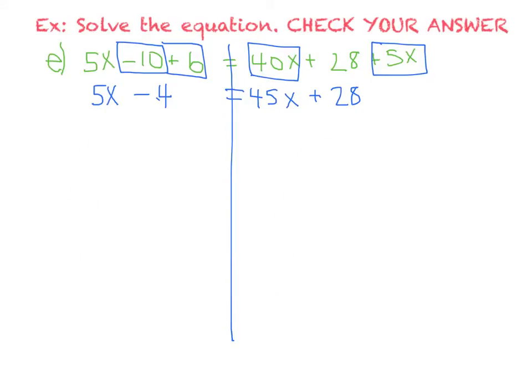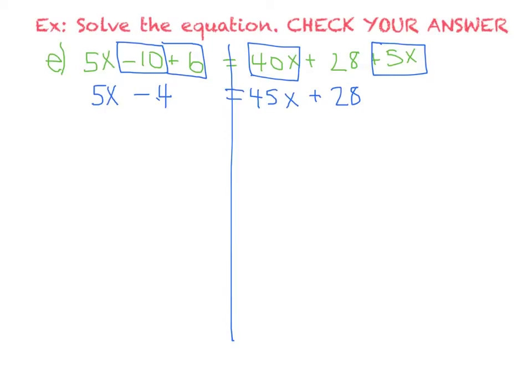So, let's finish this up. We've got an x on the left-hand side. We've got an x on the right-hand side. We need to get those on the same side. If you remember my tip from earlier, what did I say about which one I like to move? That's right. I said I like to move the small one. So we have a 5x, we have a 45x. I like to move things that are small, so that's what we're going to do.